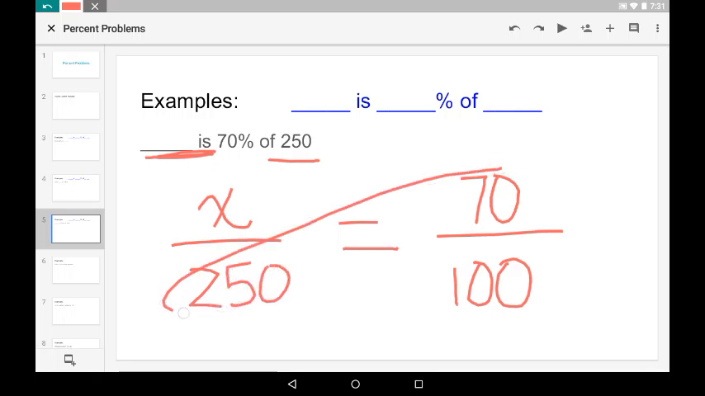We're going to cross multiply 250 times 70 divided by 100, and we get 175. No rounding needed.